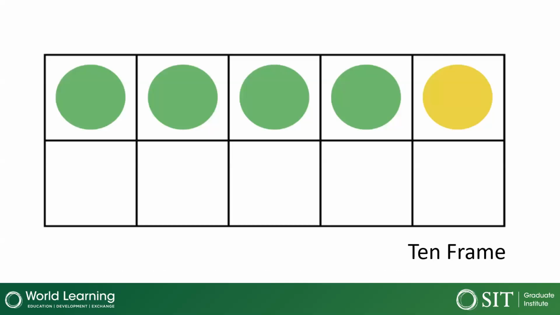A 10 frame is also another really great resource for children. It's also known as a 2x5 grid. So in this 10 frame, for example, we have 4 green counters and 1 yellow counter. So we can say 4 plus 1 is equal to 5. Or we can also ask a child, how many more yellow counters do you need to make 10?